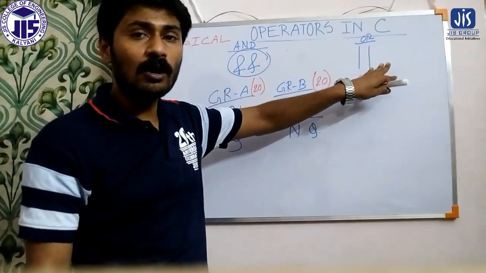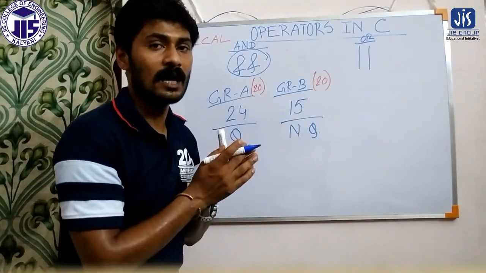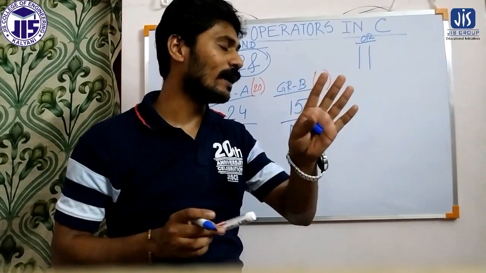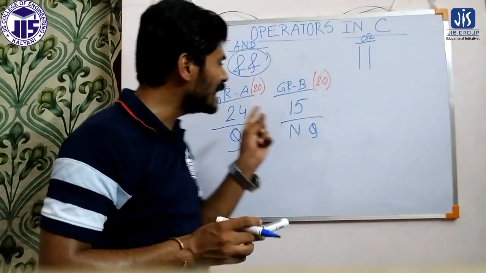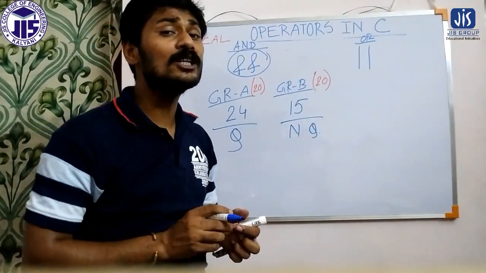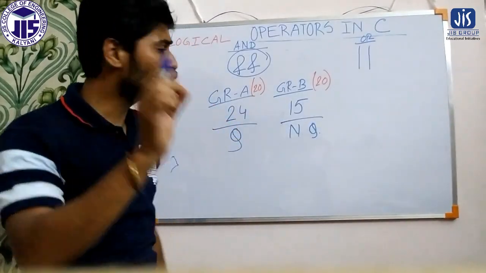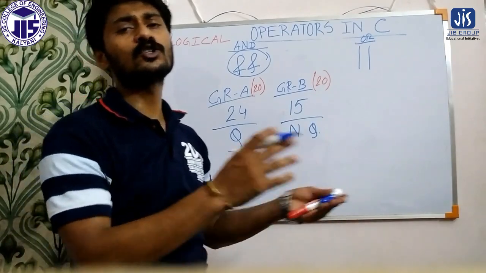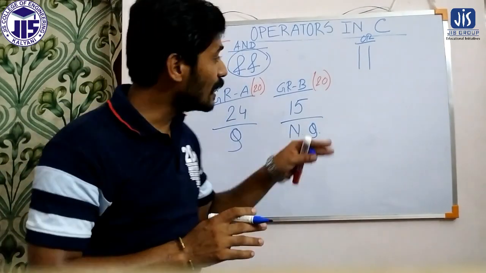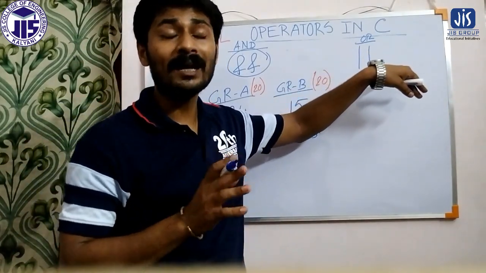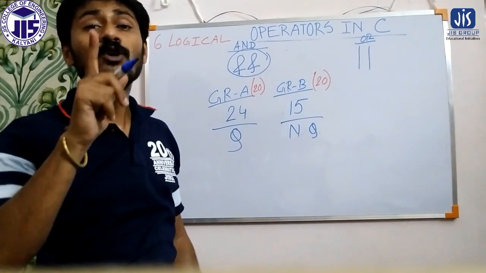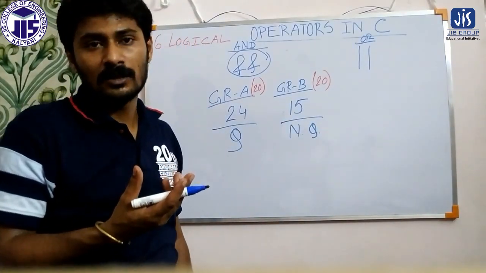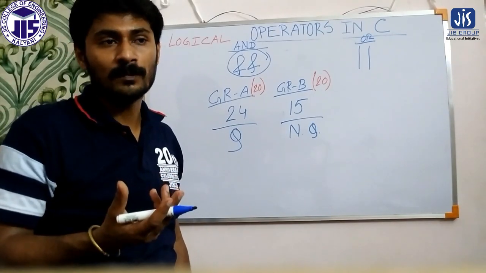And in case of logical OR, if I just change the situation, I am saying that a student will qualify if he qualifies in any of these groups. That means a student need not qualify in both the groups. If a student qualifies in group A and not in group B, then also the student will be qualified. Then we can use logical OR, where we have to satisfy only one condition to convert it into an ultimate true condition.